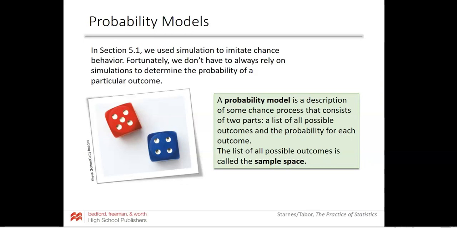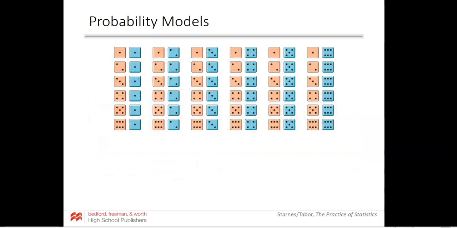A probability model is a description of some chance process that has two parts: a list of all possible outcomes, which we call the sample space, and the probability for each outcome. Sometimes those are equally likely outcomes, and sometimes not, but what is the probability for each outcome? A sample space can be very simple or very complex, with just a few things in it or a whole bunch. If you were rolling two dice, this would be the sample space.